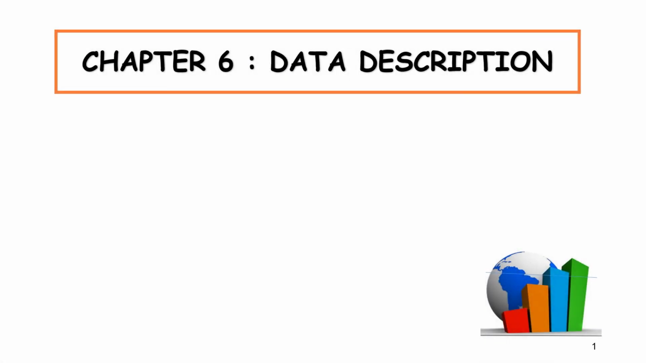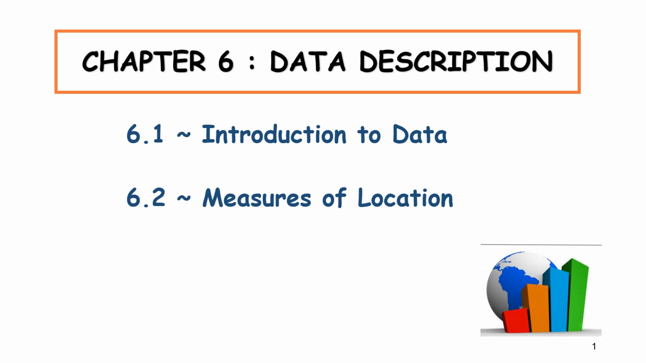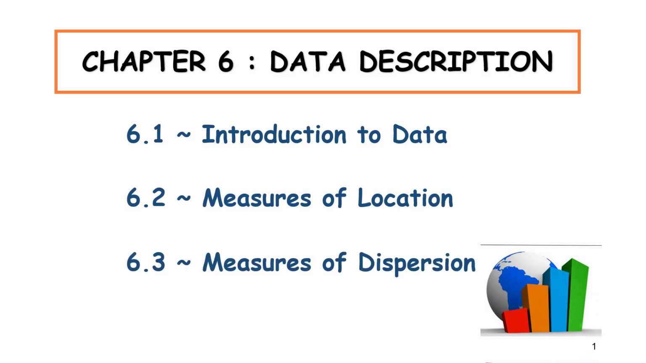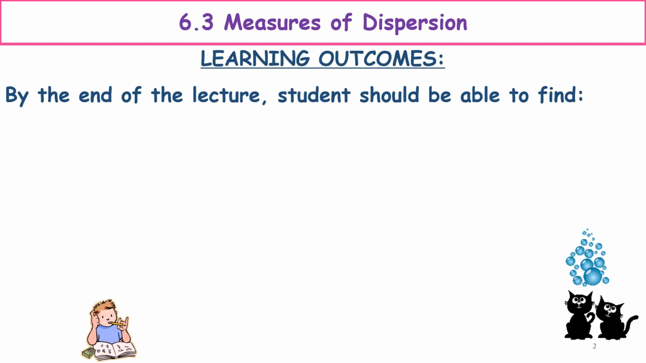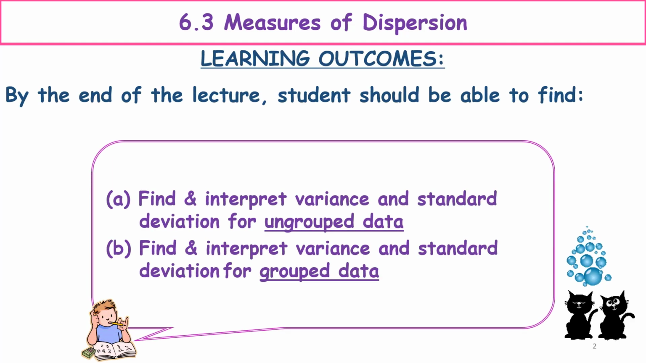In this video, you will be learning Chapter 6, Data Description. We will be covering Subtopic 6.3, Measures of Dispersion. By the end of this video, you should be able to find and interpret variance and standard deviation for ungrouped data, and find and interpret variance and standard deviation for grouped data.